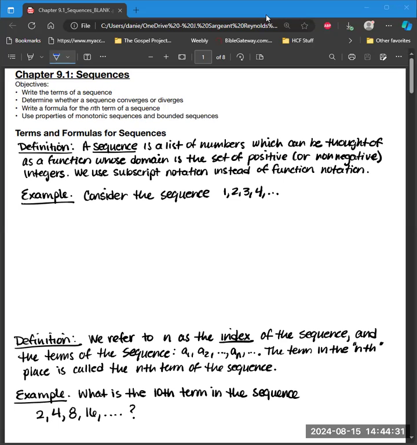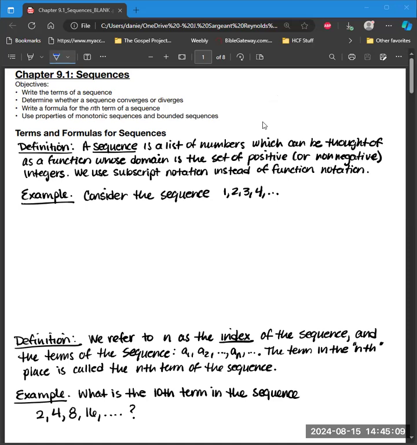So our objectives here are, first, to write the terms of a sequence, second, to determine whether a sequence converges or diverges, third, to write a formula for the nth term of a sequence, and fourth, to use properties of monotonic sequences and bounded sequences. You may have talked about sequences a little bit in a pre-calculus course in high school or in college, depending on your curriculum. If you haven't, then this is a good place to start. We've been dealing with some sequences already and just haven't defined what a sequence is.